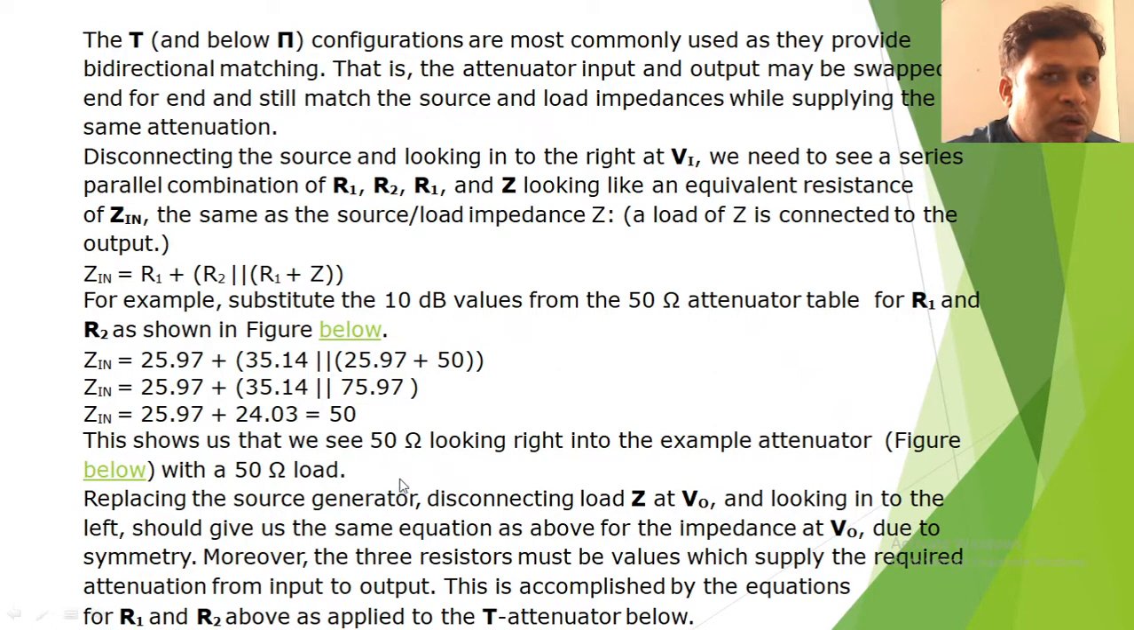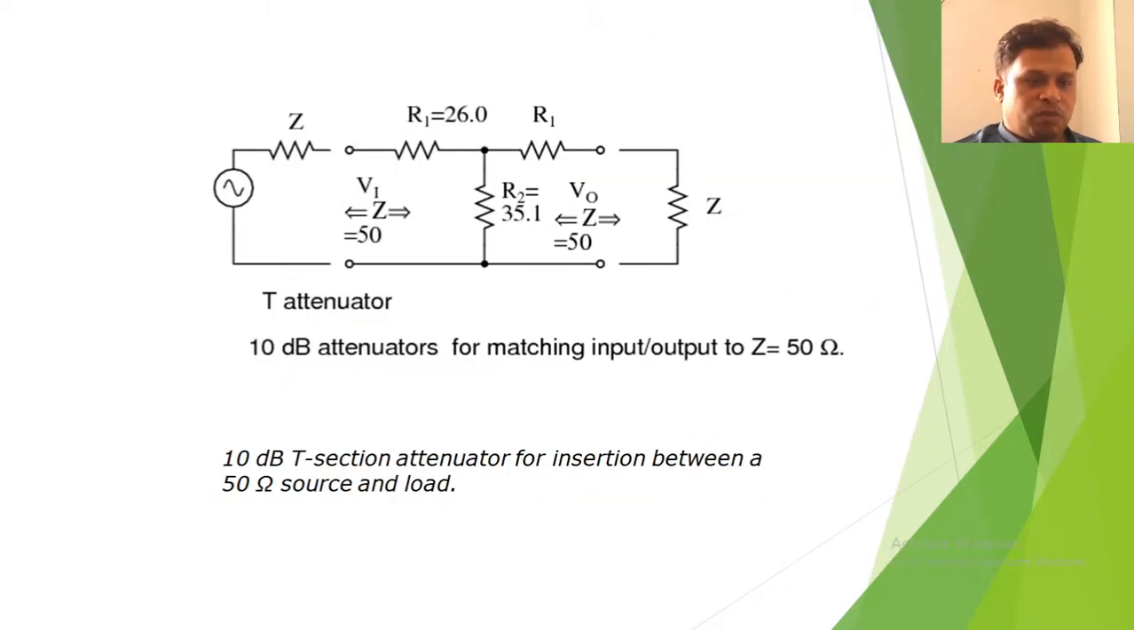Now replacing the source generator, disconnecting load Z at V0 and looking to the left should give us the same equation as above for the impedance at V0. Due to symmetry, moreover, the three resistors must have values which supply the required attenuation from input to output. This is accomplished by the equations for R1 and R2 above as applied to the T attenuator below. If you see these, you can easily find R1, R2 and the values of Z.